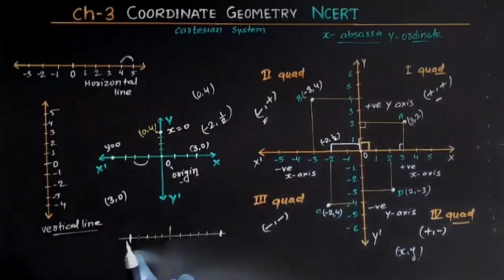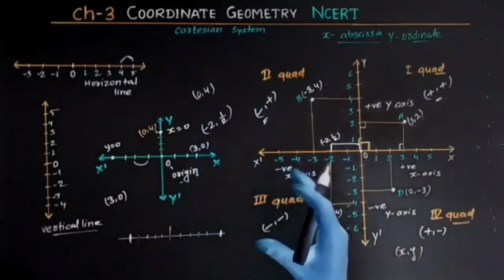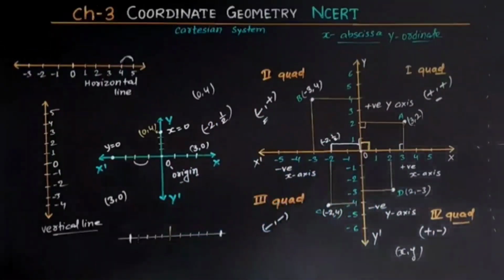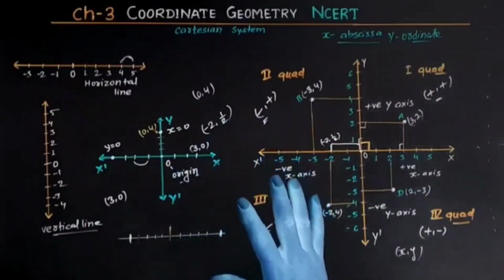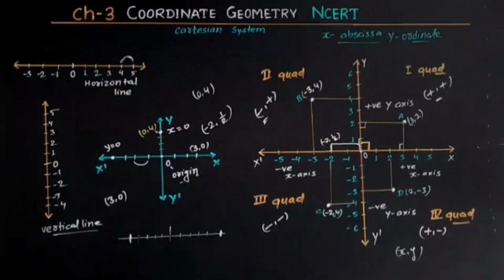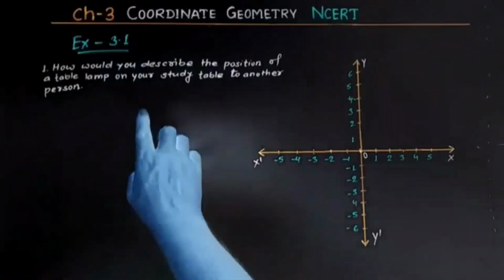So we have discussed three things. How to find the coordinate of a point that lies in a quadrant. How to find out the coordinate of a point which lies on either x-axis or y-axis. Let us solve some examples.